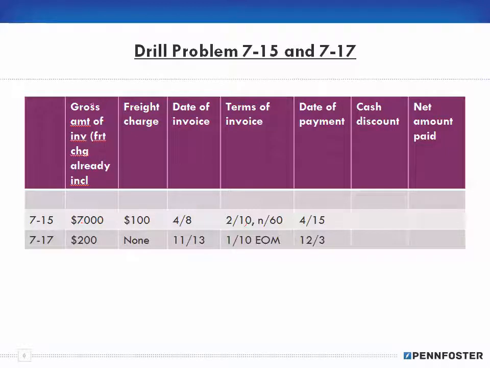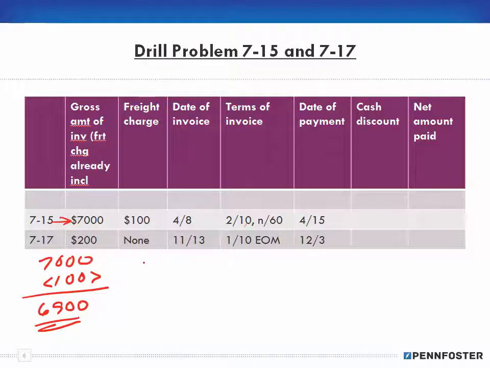Right, so with 7-15, in our gross amount of the invoice, the freight charge is already included. This 7,000 has the freight charge already included, and our freight charge is $100. Now, remember, we can't take discounts on freight. So you can't just jump over to the 7,000 and take the discount on it. No, that's wrong. You have to take the 7,000 and back out the freight charge, in this case $100. So the amount of the sale was actually $6,900. That's the figure we're going to use as far as our discounts are concerned.